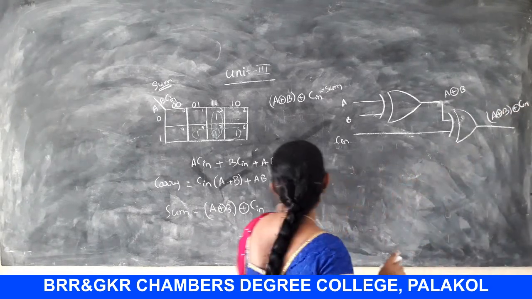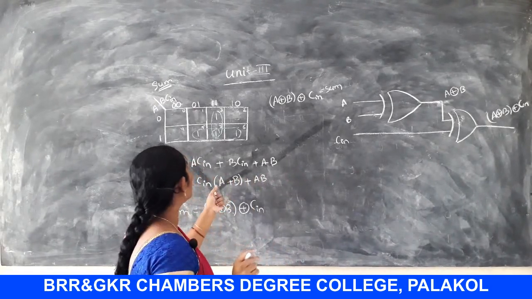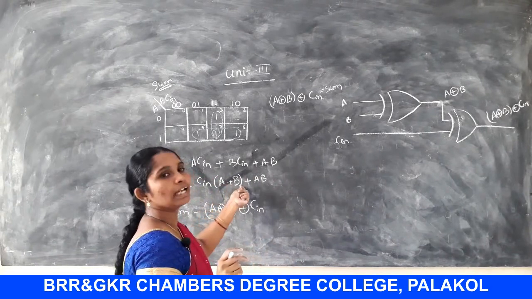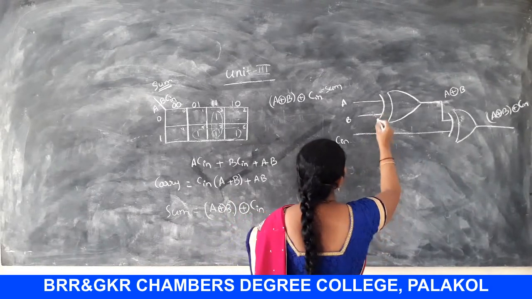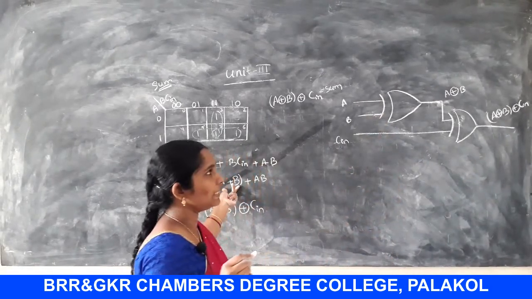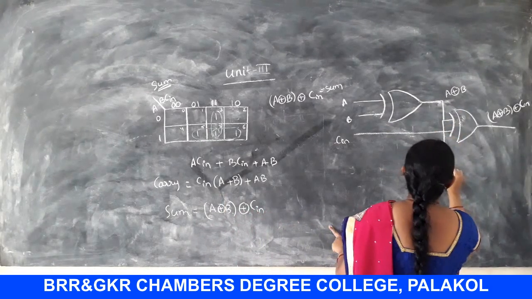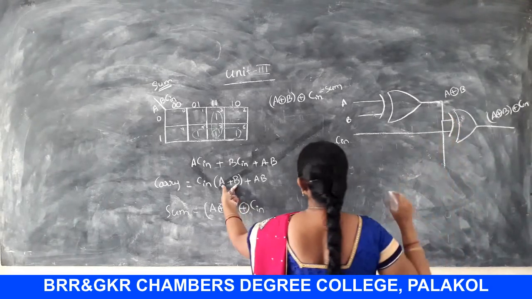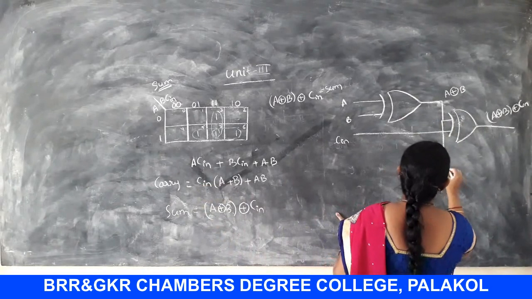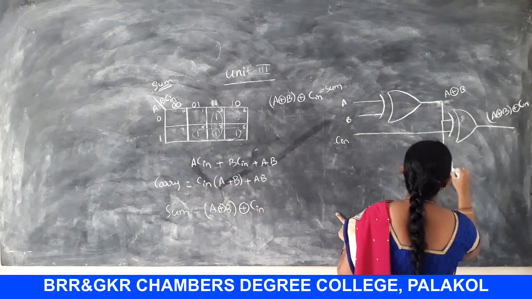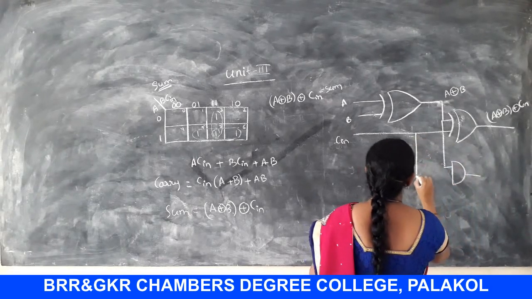Okay. And one thing you have to remember is the carry expression. So carry is A plus B here. This A plus B is considered as A XOR B. This A plus B is ANDed with Cin. Therefore we need an AND gate. So here, this is ANDing with this.